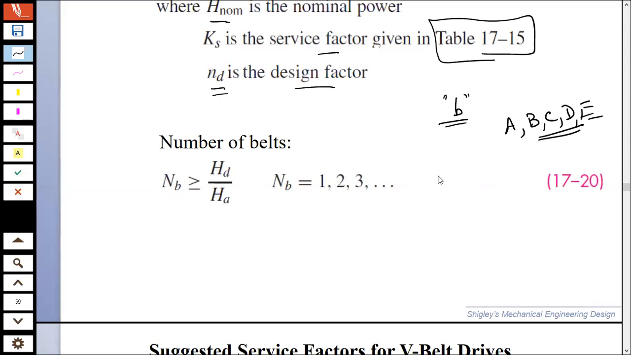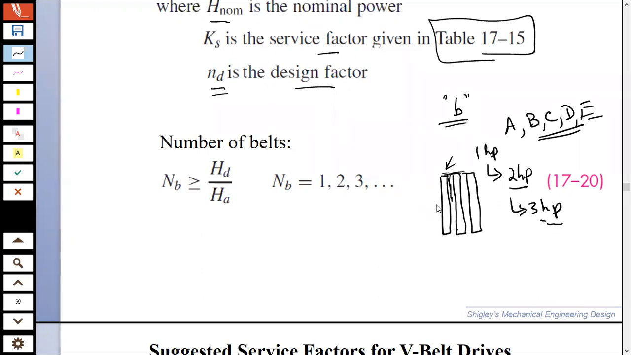But sometimes you might have seen that we have multiple belts on a pulley, right. ये आपने देखा होगा कि multiple belts on pulley हम डालते हैं. And what these multiple belts do is that their horsepower capacity will be more. If one belt can transmit 1 horsepower, theoretically speaking, two belts will transmit 2 horsepower, three belts will transmit 3 horsepowers, and so on, right?